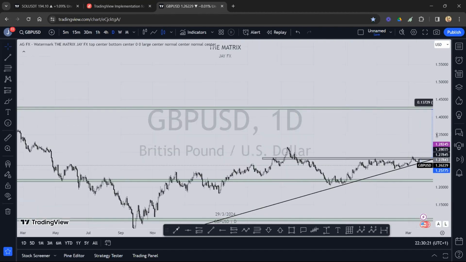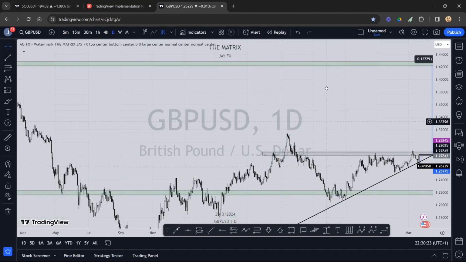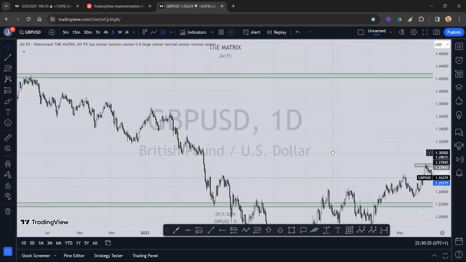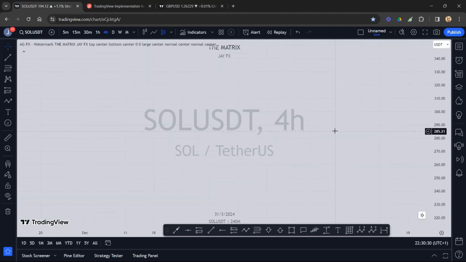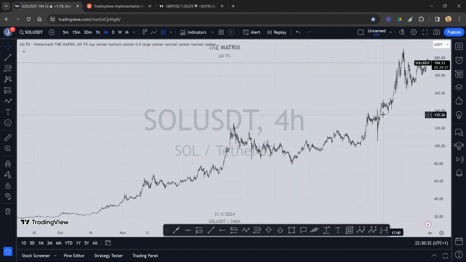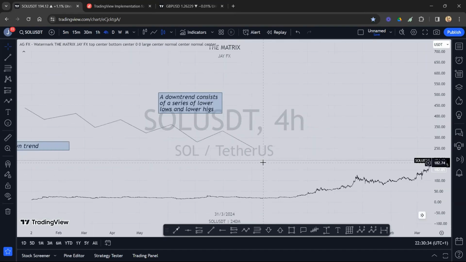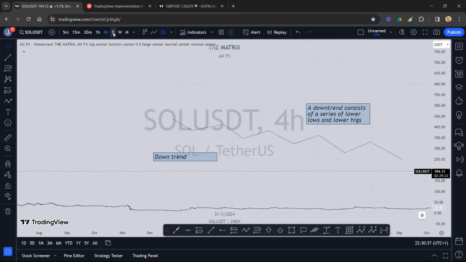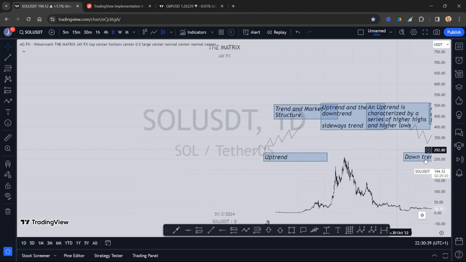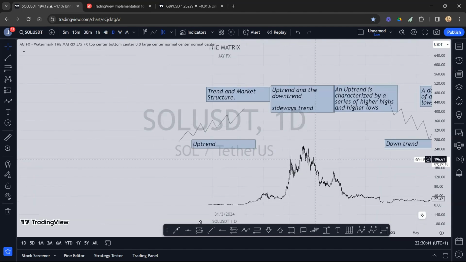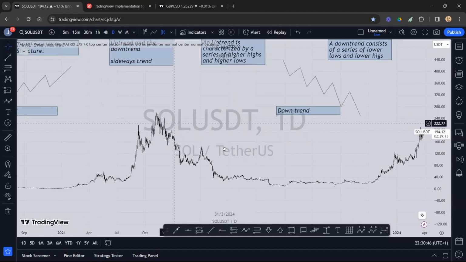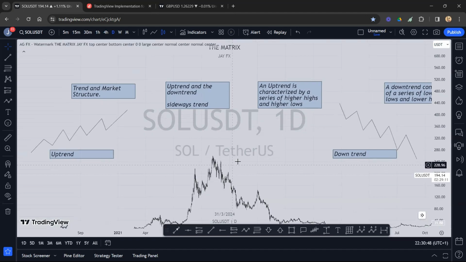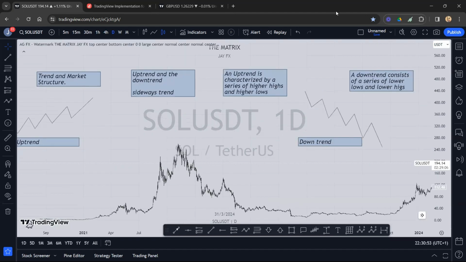All right. So now that you've been able to understand an uptrend characterized by a series of higher highs and higher lows, all right, so let's look at the sideways trend. Let's look at the sideways trend.